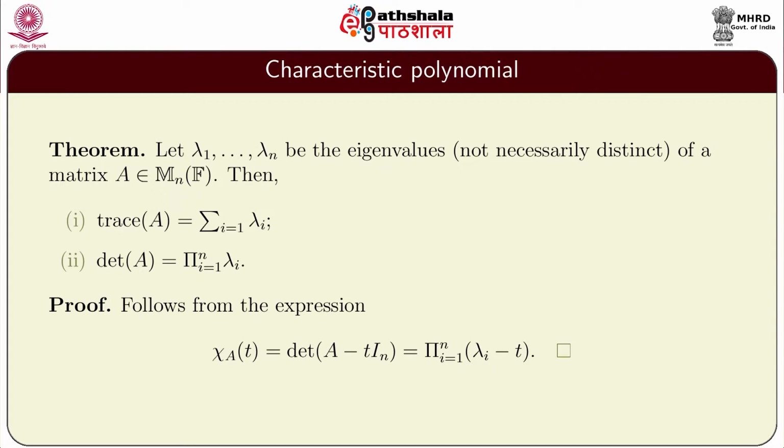Now, here chi A of 0 has to be the determinant of A, that is clear, but chi A of 0 is nothing but the constant term, and it follows that it has to be the product of the eigenvalues. And similarly, if we follow the coefficients closely, then we will see that the trace of A is nothing but the sum of the eigenvalues.